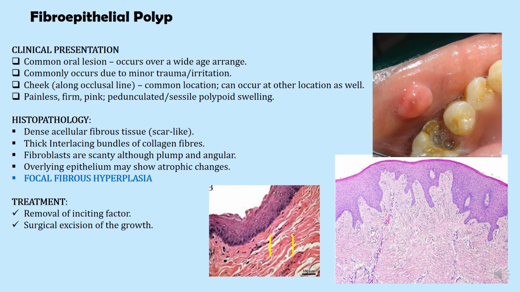So again, this is a hyperplastic lesion, commonly secondary to trauma and irritation along the occlusal line. The treatment is surgical excision and removal of the causative factor. Here in this case, that would be the sharp edge of the tooth.